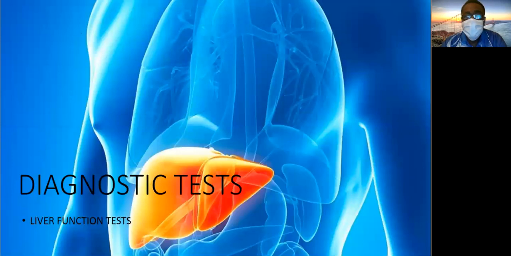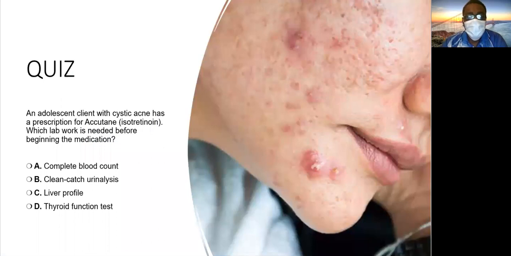So good, we're making progress. And we're now at diagnostic tests, which include the liver function test. So let's start with a quiz as usual. An adolescent client with cystic acne, so you can see this very big one here. So this patient has cystic acne, has a prescription for Accutane or isotretinoin. Which lab work is needed before beginning the medication? Do we need to do a complete blood count, urinalysis, liver profile, or a thyroid function test?